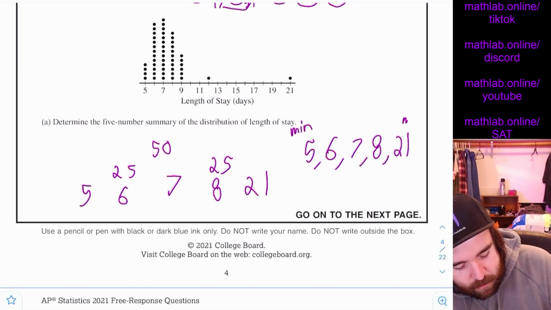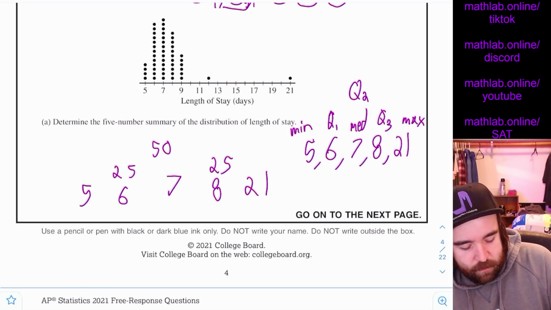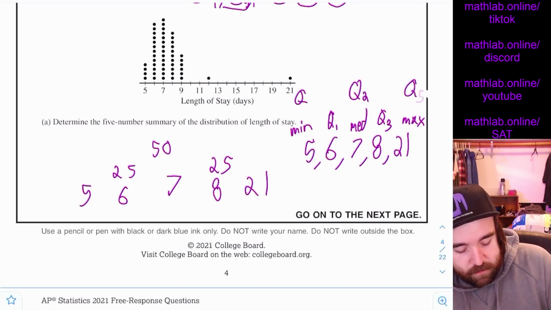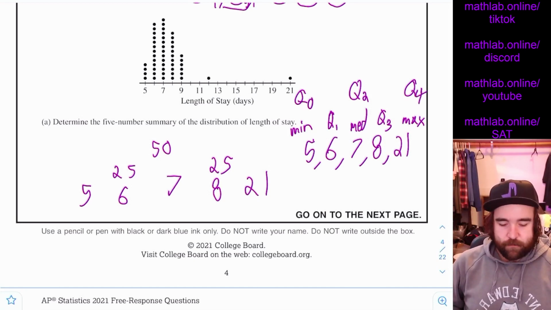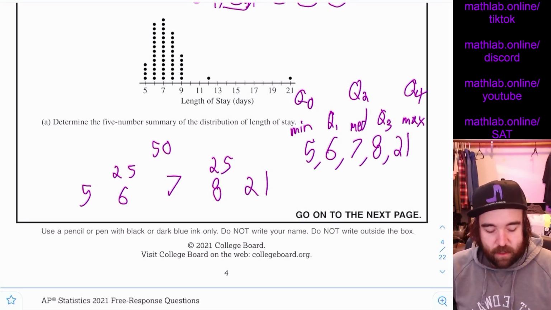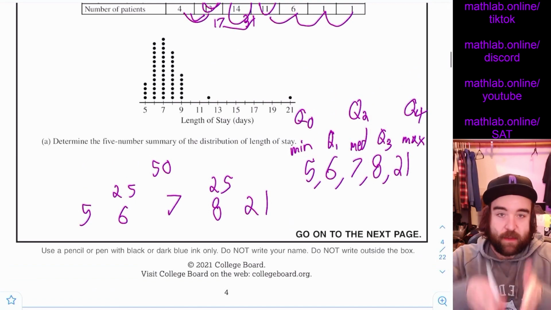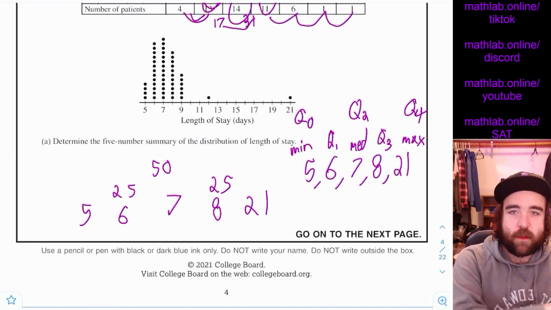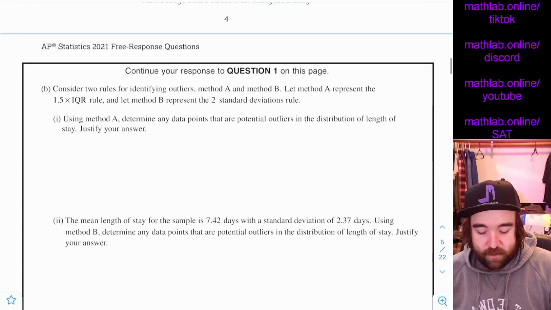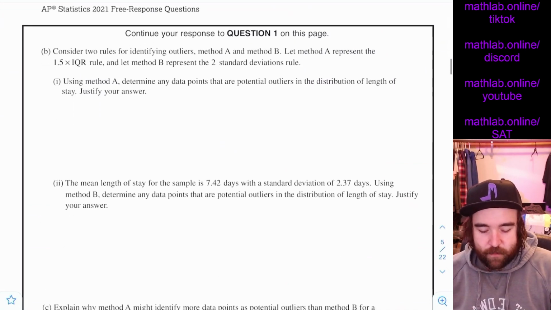We got the min, we got the max, we got the median, we got Q1, and we got Q3. Sometimes I've been known to call the first one Q0, as it should be. But yeah, min, Q1, median, Q3, max. That's our 5 number summary. And that's all about the median. So you find the median of all of it, median of lower half, median of upper half. Beautiful stuff. Okay. B.